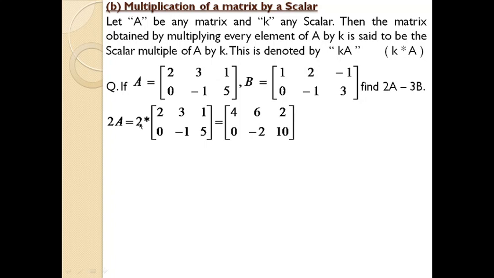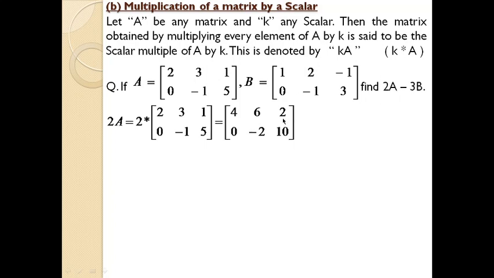So here it is 2 into matrix A: 2 into 2 will be 4, 2 into 3 will be 6, 2 into 1 will be 2, 2 into 0 will be 0, 2 into minus 1 will be minus 2, and finally 2 into 5 will be 10. So now you got 2A, that is the value of the 2A matrix.